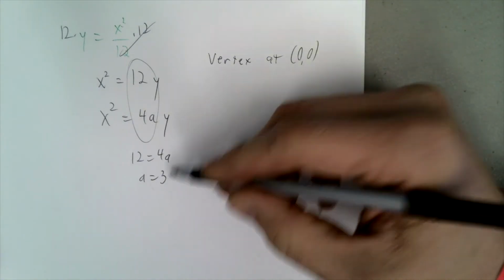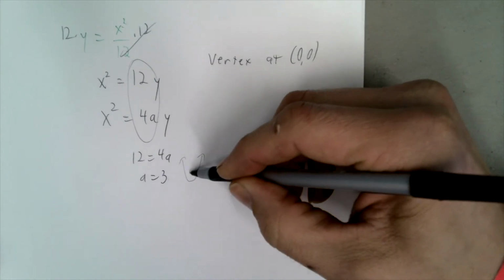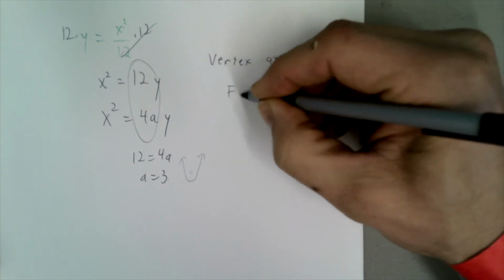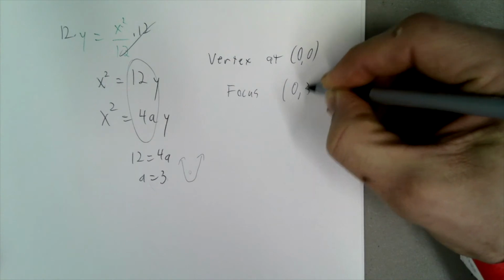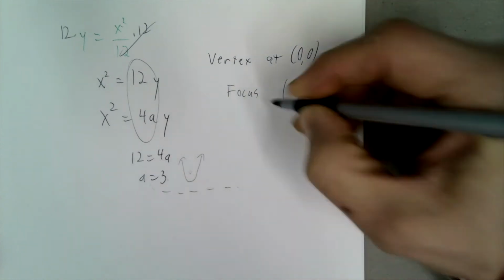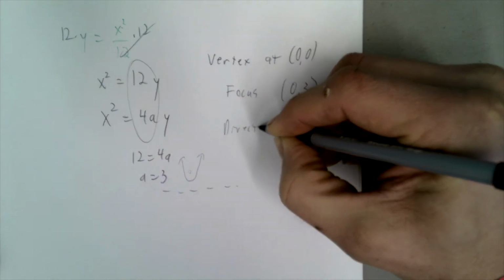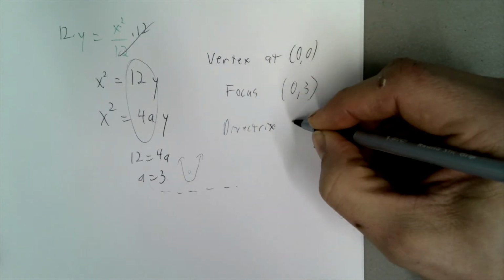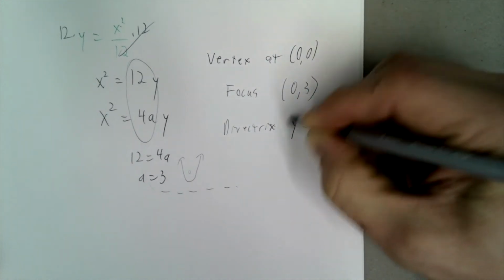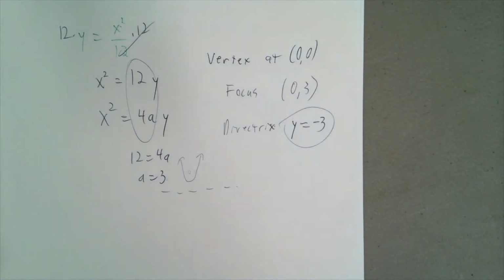This is positive, so it's a parabola opening up. The focus is going to be above. The focus is 3 units above the origin. The directrix is going to be below by 3 units. So it's the line y equals -3. This isn't a point, it's a line, so we put it as a line equation. Those two things we can determine just from that.